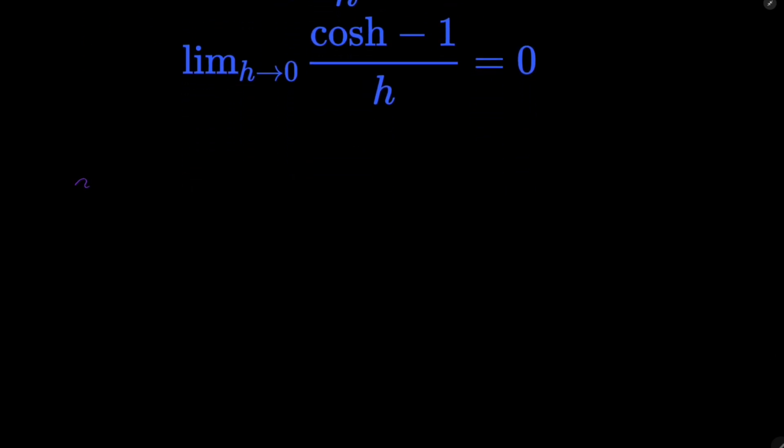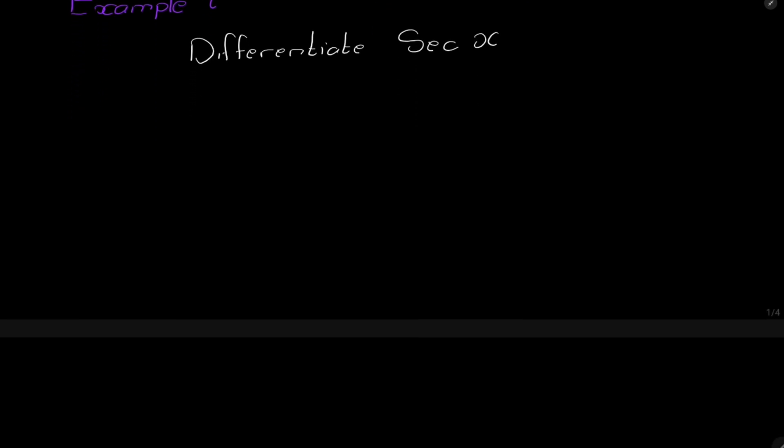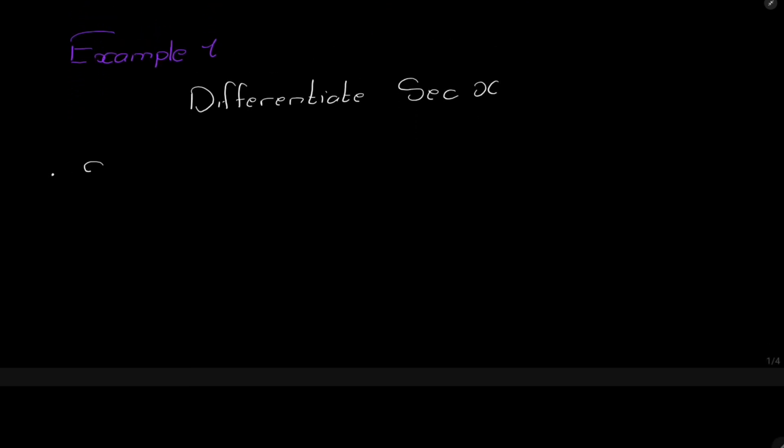So in order to understand these principles, we are going to walk throughout examples. Let's start with example 1. Differentiate the function sec x. First of all, what is sec x? Sec x can be written as a function 1 on cos x or cos inverse of x.